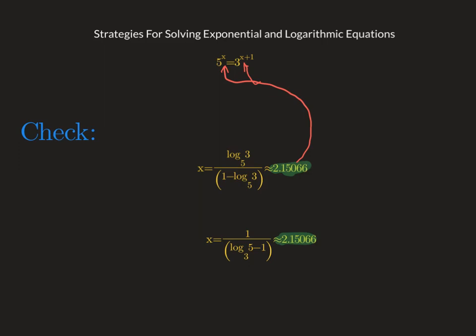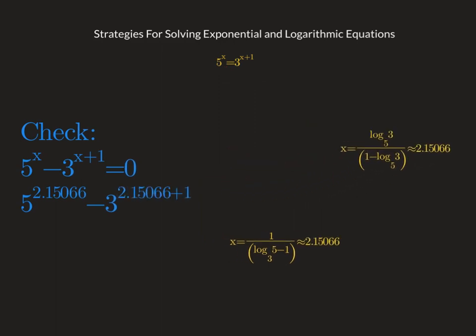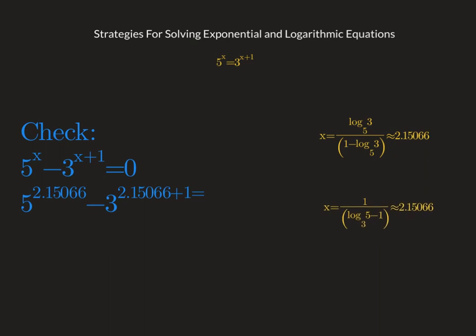All right, so I'm just going to do 5 to the power of x minus 3 to the power of x plus 1 equals 0. I'm going to plug in my value that I got, so 5 to the power of 2.15066. I'm not actually plugging that in, I'm plugging the real value that I had saved in the memory of my calculator, minus 3 to the power of 2.15066 plus 1, and that is equal to 0. Yay, so that actually works, so therefore my answer is a valid answer.